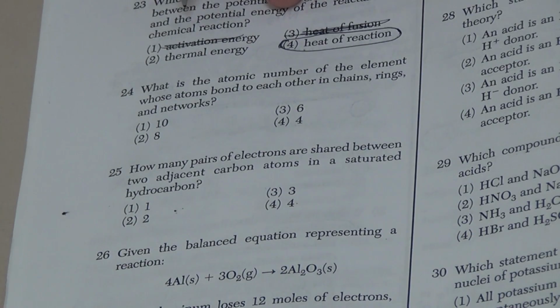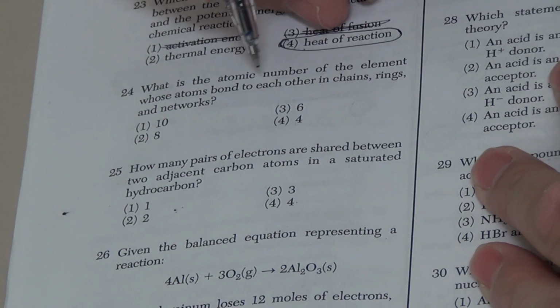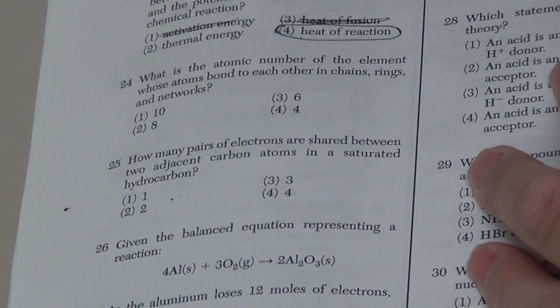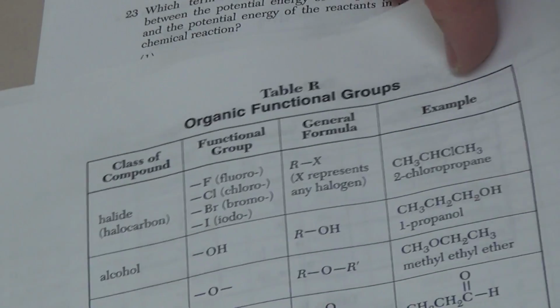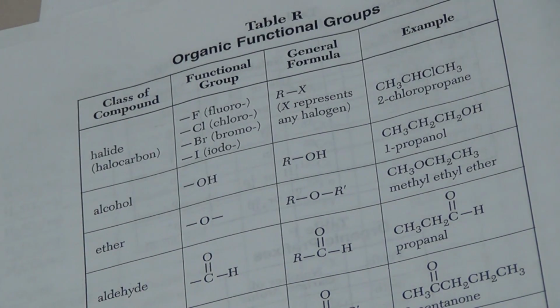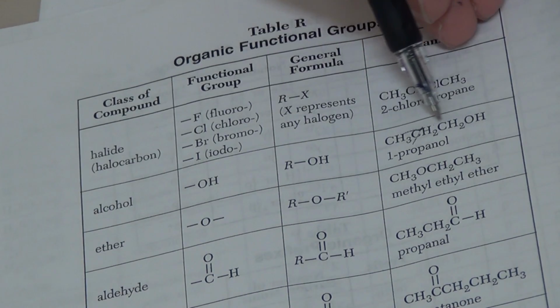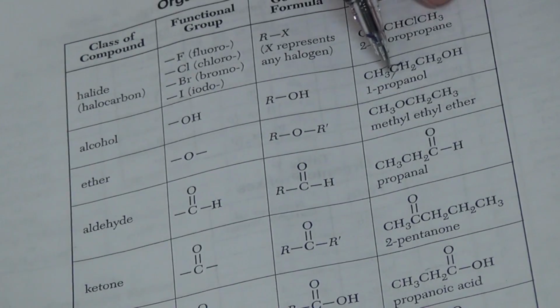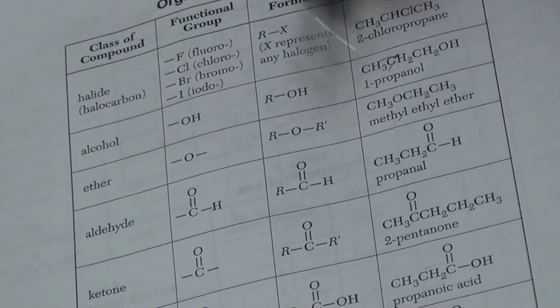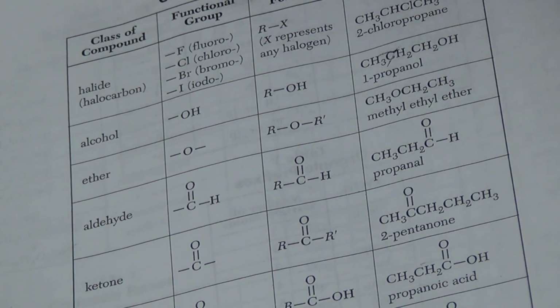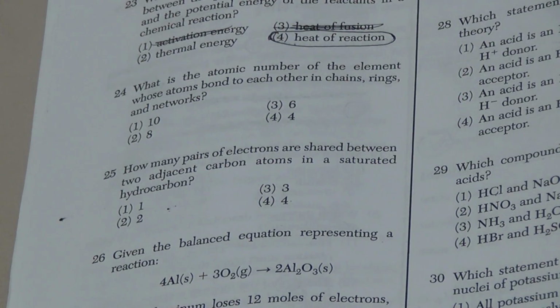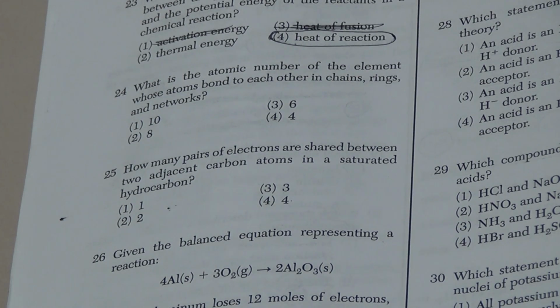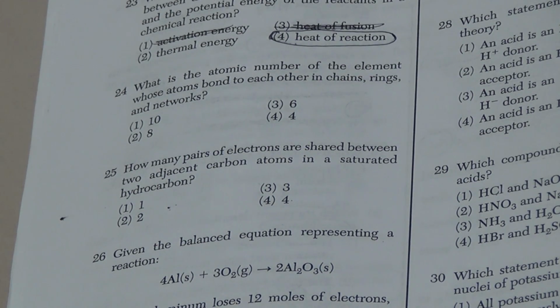24. What is the atomic number of the element whose atoms bond to each other in chains, rings, and networks? It is the name of the element that allows you to create long chains of molecules, anything from alcohols to aldehydes and ketones and polymers. What do we call these? We call it carbon. Organic chemistry is the chemistry of carbon.